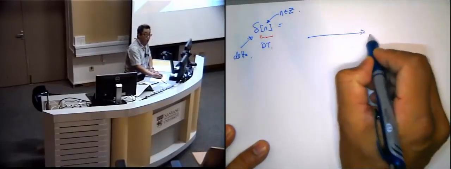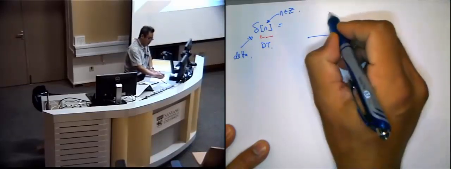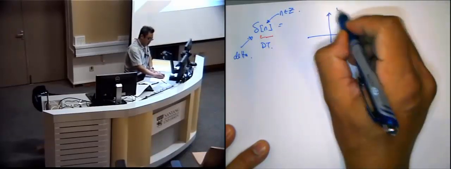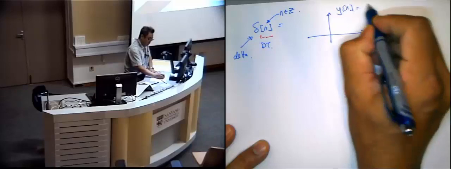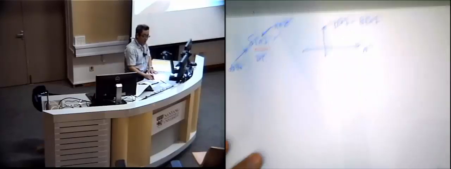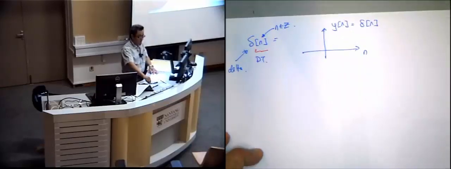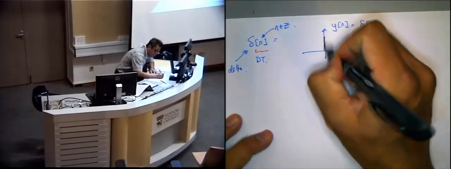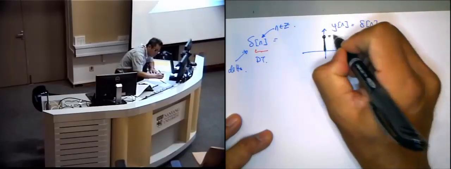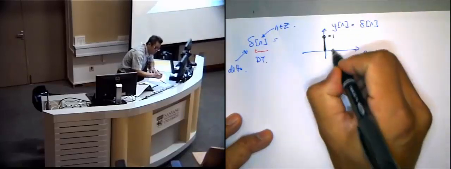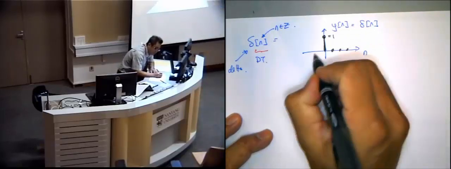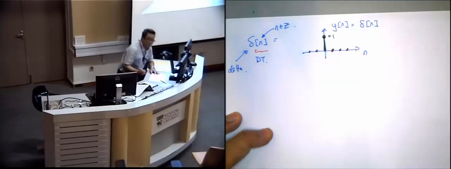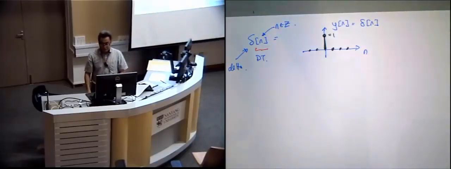So immediately we draw n, and we know it's a function, and this is y of n equals delta of n, and we're interested in this particular function. Delta of n is nothing but a function that at n equals 0 has a value 1, and at every other value of n, it has a value 0. So this is a very simple monster.